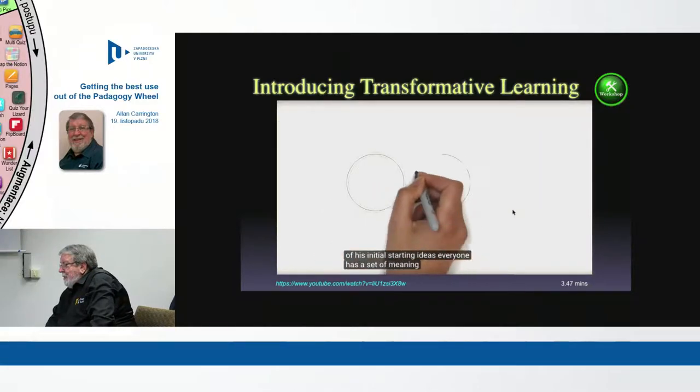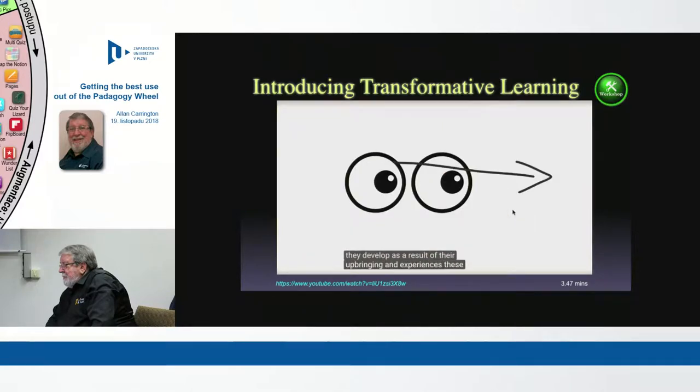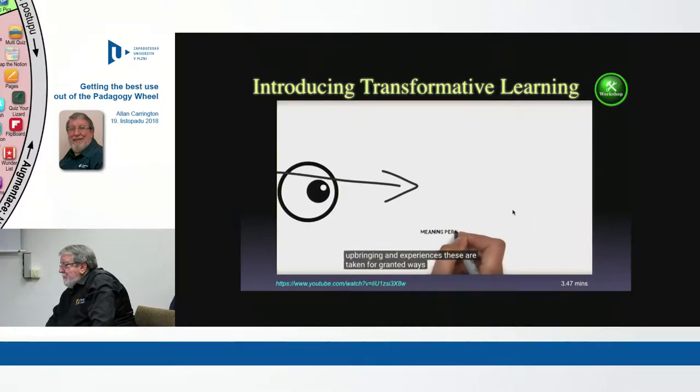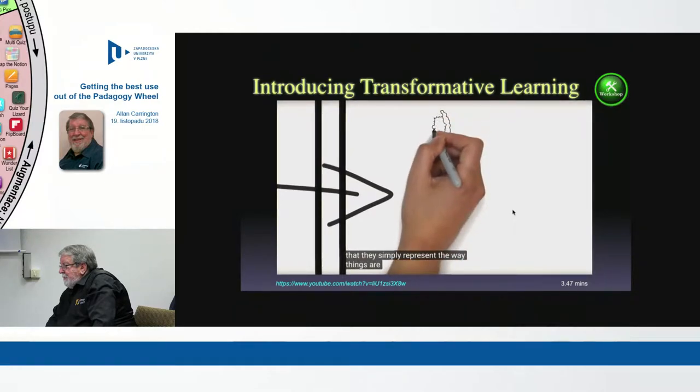Everyone has a set of meaning perspectives that they develop as a result of their upbringing and experiences. These are taken for granted ways of seeing ourselves and the world. We're rarely fully conscious of them, and we tend to think that they simply represent the way things are.